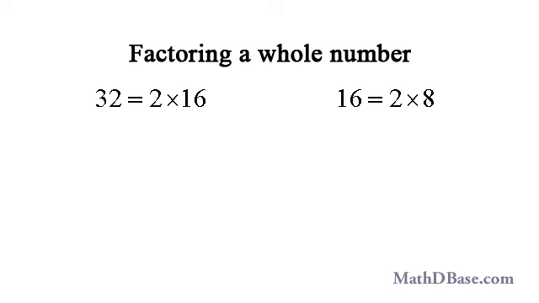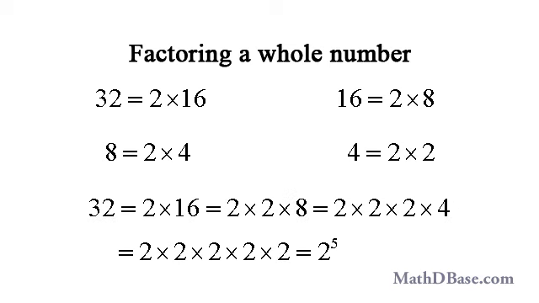16 can be written as 2 times 8, and 8 can be written as 2 times 4, and finally 4 equals 2 times 2. Putting it all together, 32 equals 2 times 16, which is equal to 2 times 2 times 8, which is equal to 2 times 2 times 2 times 4, which is finally equal to 2 times 2 times 2 times 2 times 2, or 2 to the fifth.